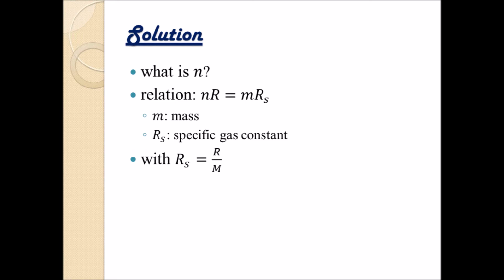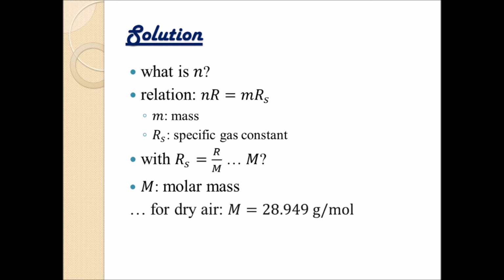Well, now we do have a new problem. We need this uppercase M. And this is in particular the molar mass. And lucky for us, the molar mass is a constant. And if we assume the room has dry air, then M equals 28.949 gram per mole. If the air is not dry, then this value would be slightly smaller, but since nothing else is given, we can assume some dry air. Is this enough? Yes, it is.